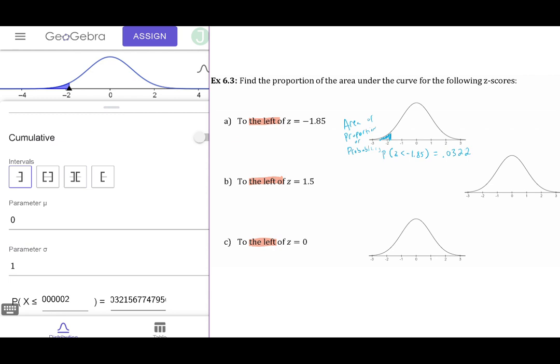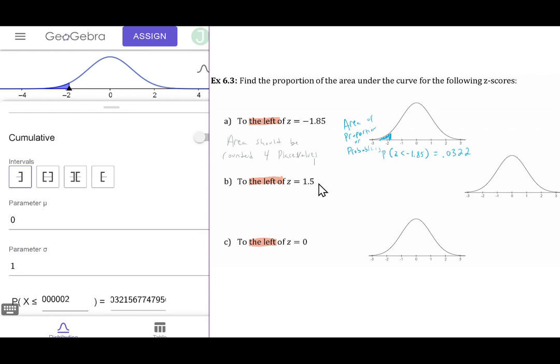Just a quick note here, whenever you're dealing with areas, area should be rounded to 4 decimal places unless you're told otherwise.